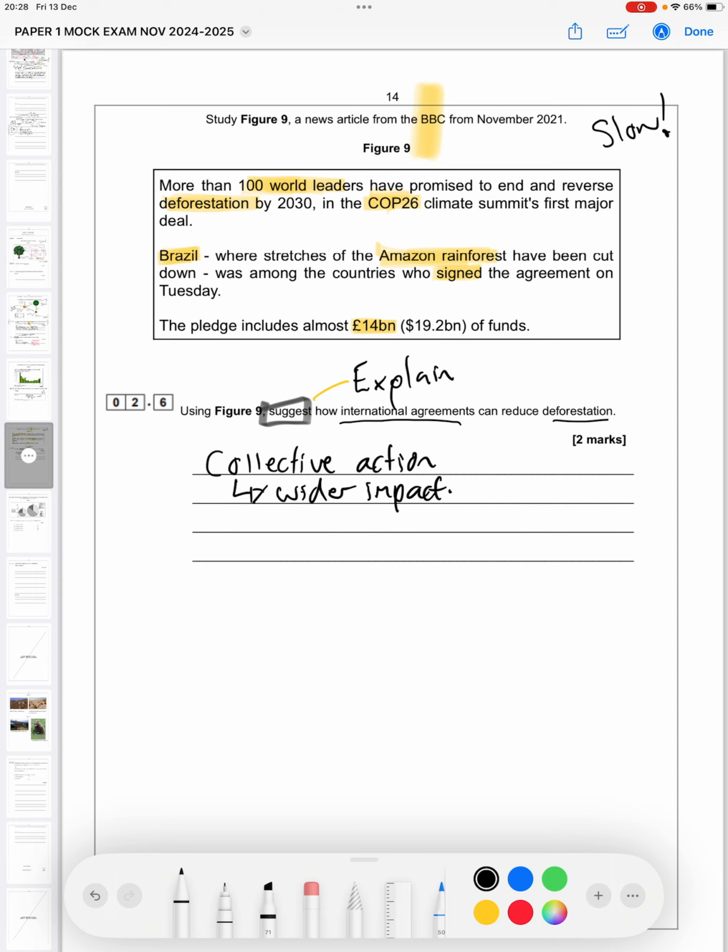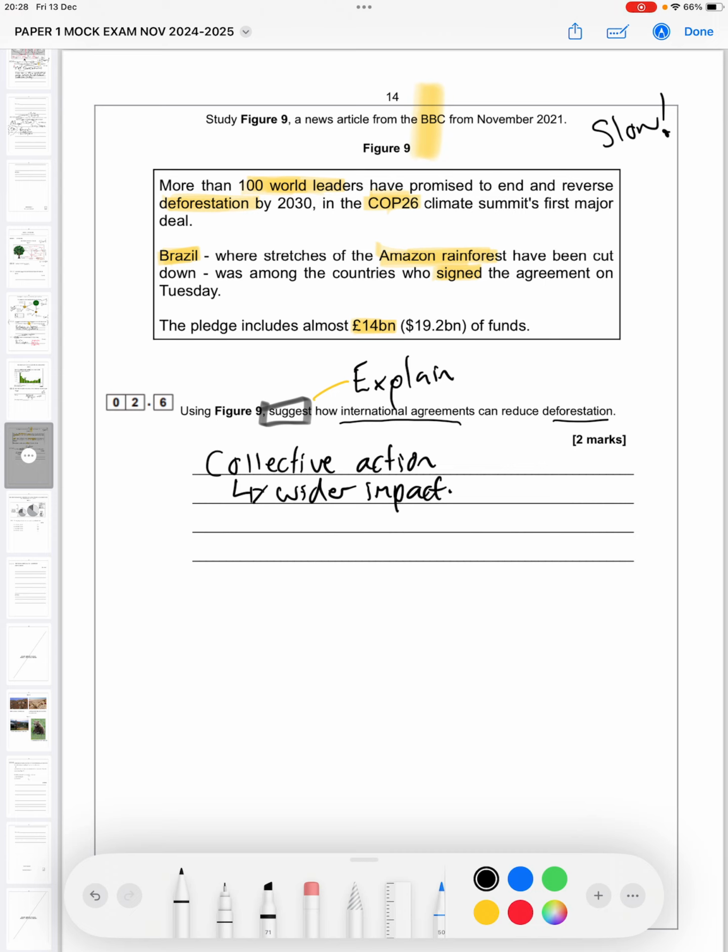And then you want to use your figure as well. So you're saying something along the lines of international agreements encourage collective action between countries. This can bring about a wider impact. For example, from figure 9, I can see more than 100 countries, including Brazil, have signed up to the deforestation pledge.